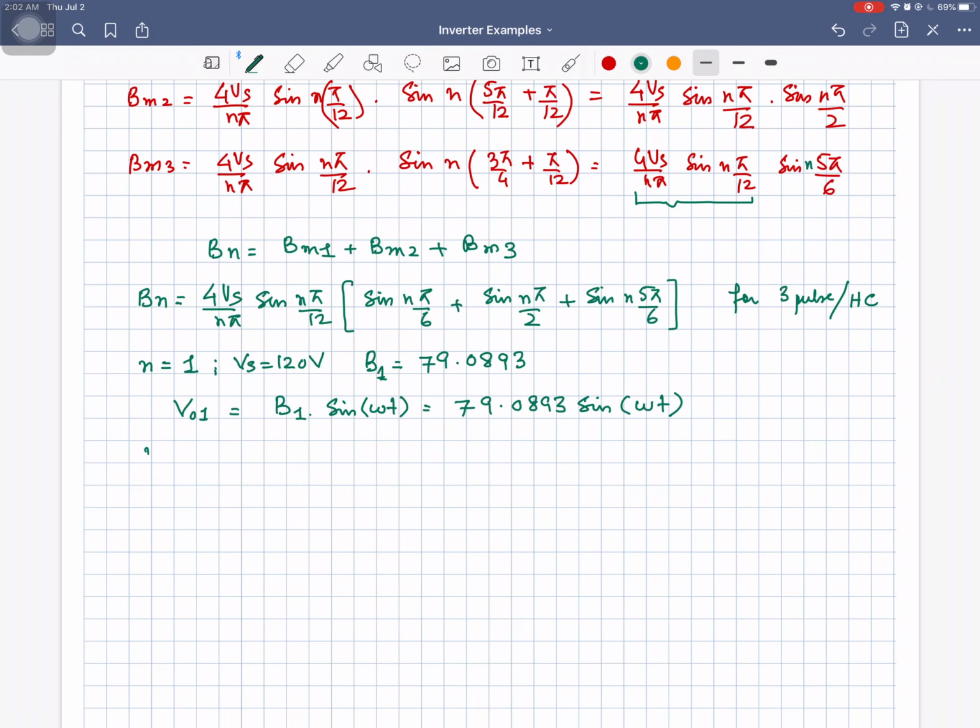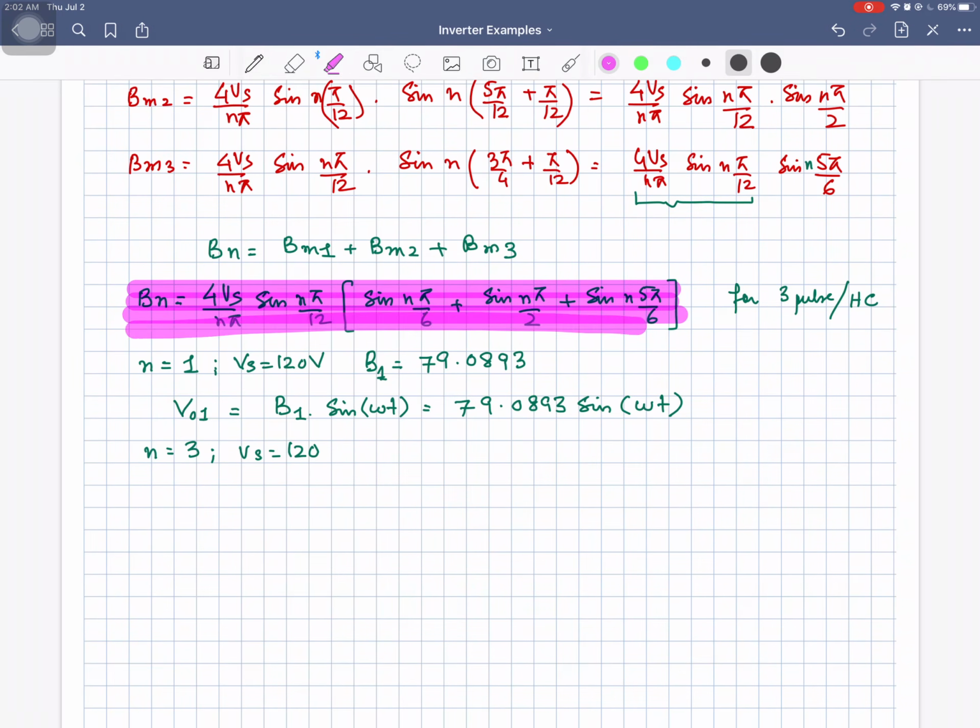Okay, now if I take n is equal to 3 and Vs is equal to 120 in this expression, this one is the expression for the Fourier series coefficient Bn, and as we know, our output voltage V0 is the summation of Bn into sine of n omega t, where n is an odd number up to infinity. Okay, so we have calculated the fundamental component. Now the third harmonic. The second harmonic will be 0 because this expression is only valid for the odd harmonics.